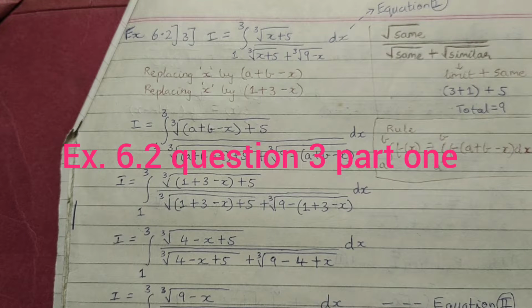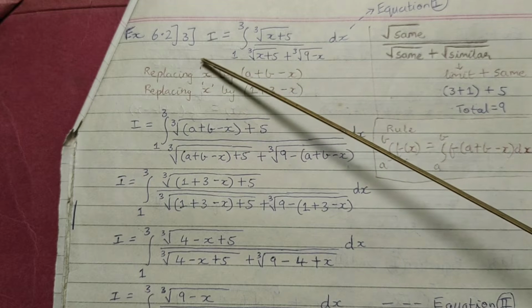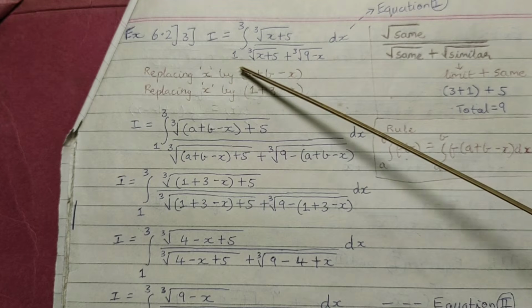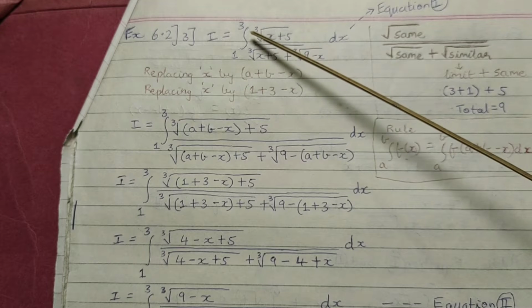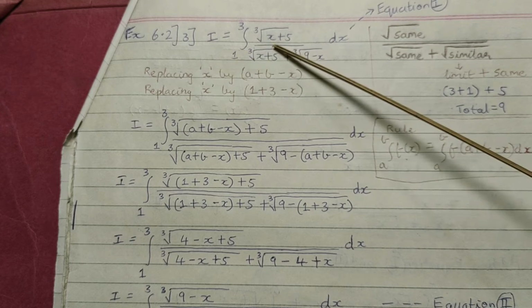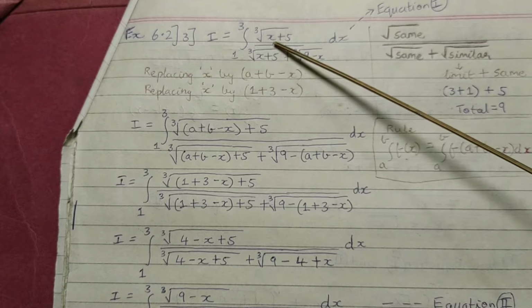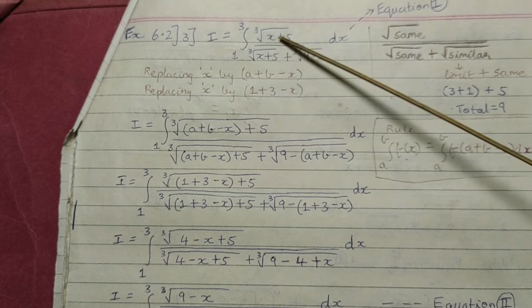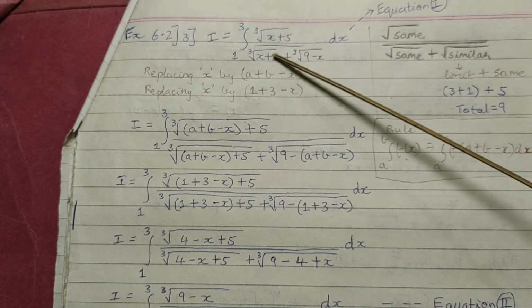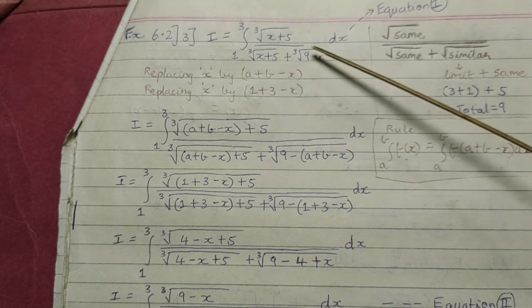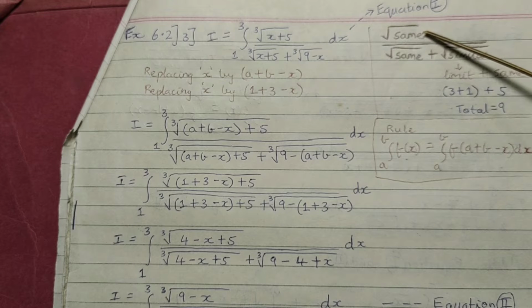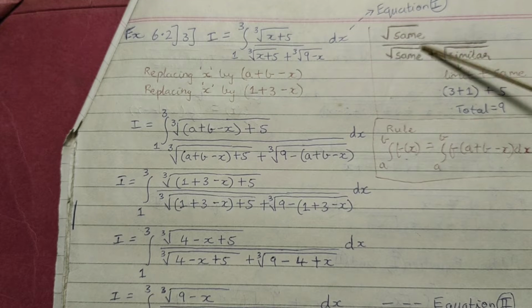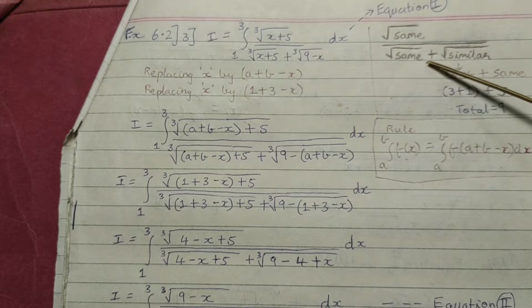Students, now we will be discussing 6.2, the third question. i = 1 is the lower limit and 3 is the upper limit. You can see the cube root of x plus 5, and the same cube root of x plus 5 is mentioned below. These problems will come in a similar format, where the same thing is mentioned in the numerator and the same thing is mentioned in the denominator.